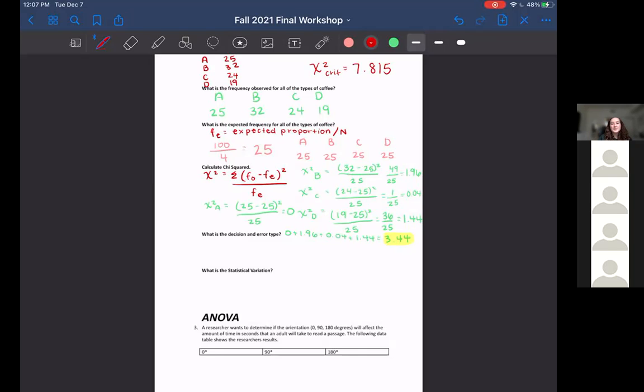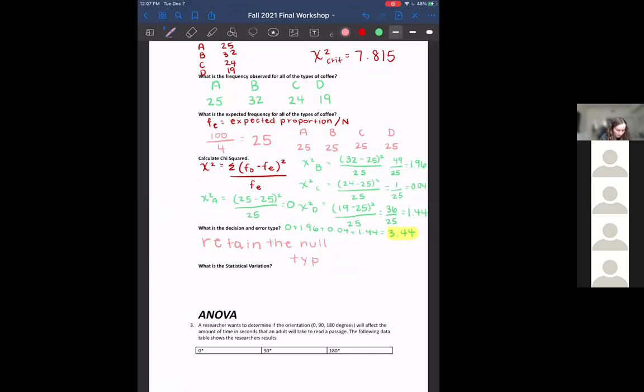Okay, let's wait like 15 more seconds. Okay, we're gonna close it. So everyone that selected an answer got it correct. So it is retain the null, and a type 2 error.